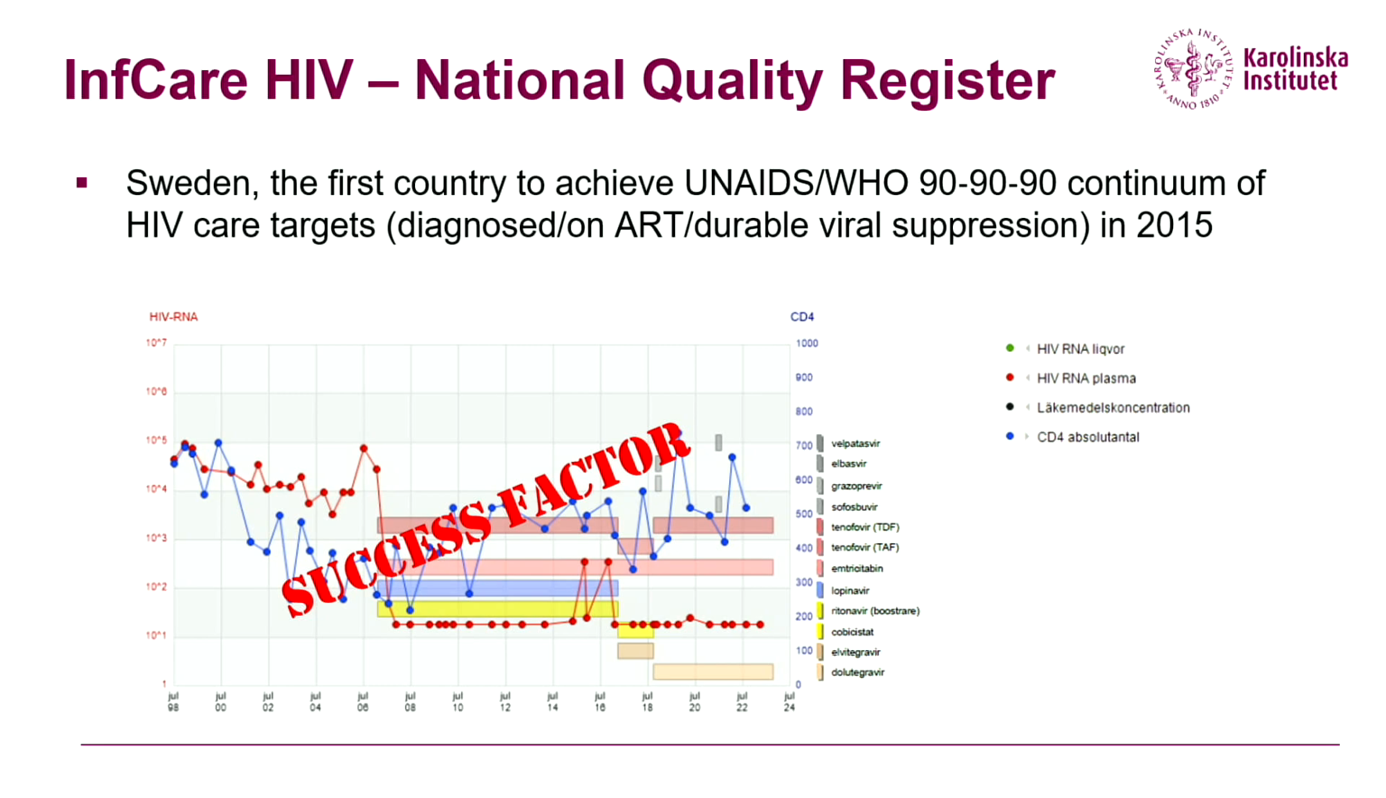What we do know, though, is that Sweden was the first country in the world to reach the 90 target regarding HIV, in 2015. One success factor was the use of the National Quality Register, InfCare HIV. In this graph, you can see how we follow CD4 levels and HIV RNA, and also indicate what kind of treatment the person is currently on.